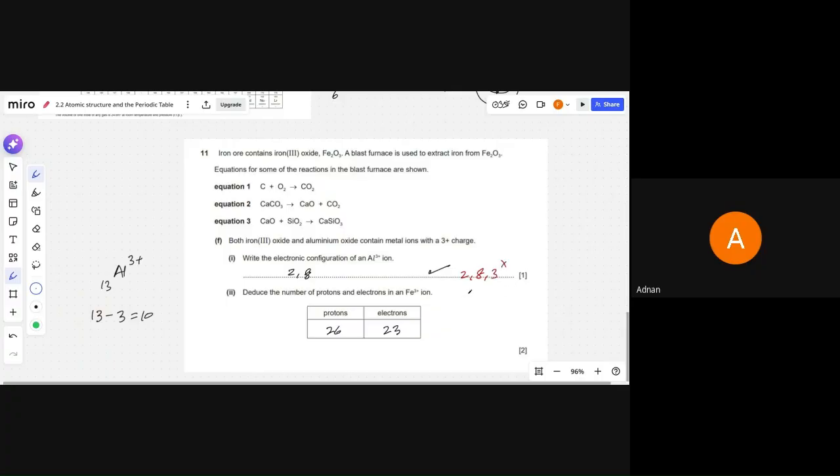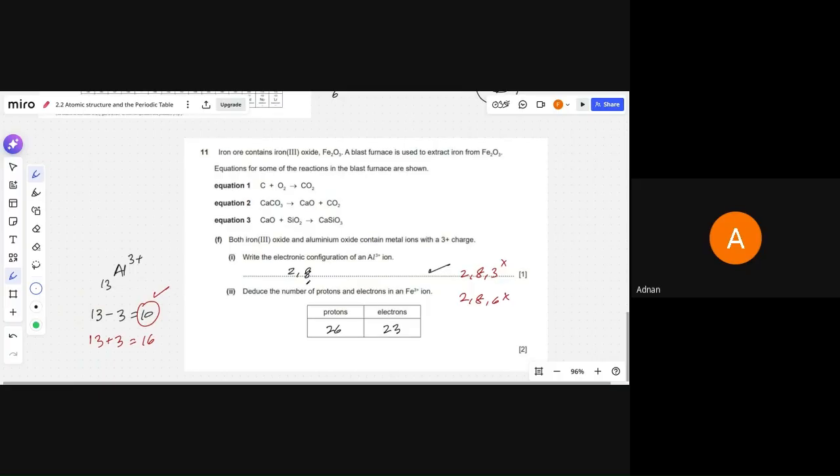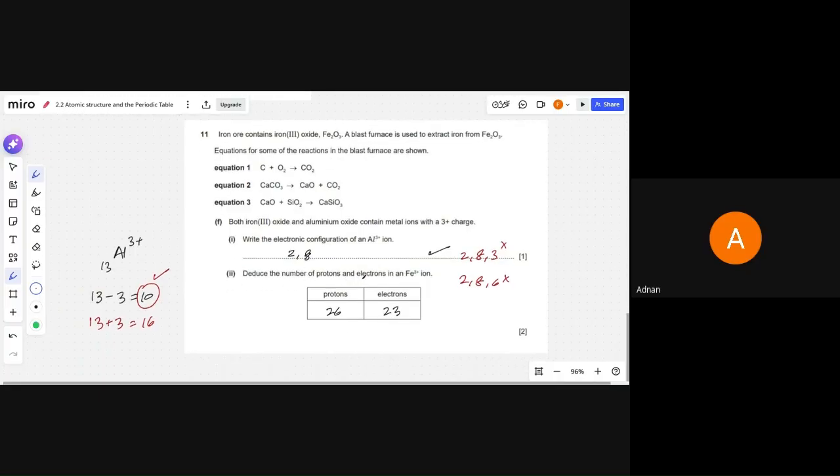And some of them, instead of subtracting, may add 3 electrons to 13. So 13 becomes 16, and then they will write 2, 8, and 6, which will also be incorrect. So the total number of electrons in aluminum 3+ is 10. Remember this. Okay, so here, deduce the number of protons and electrons in an iron ion.